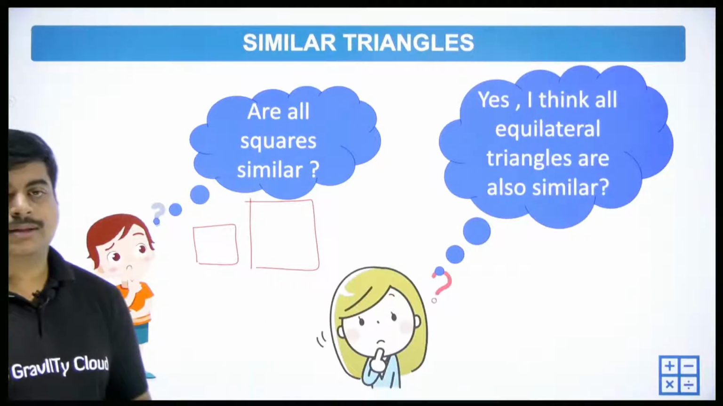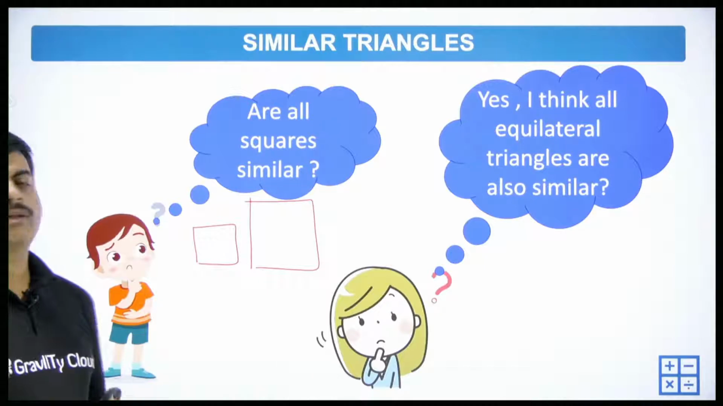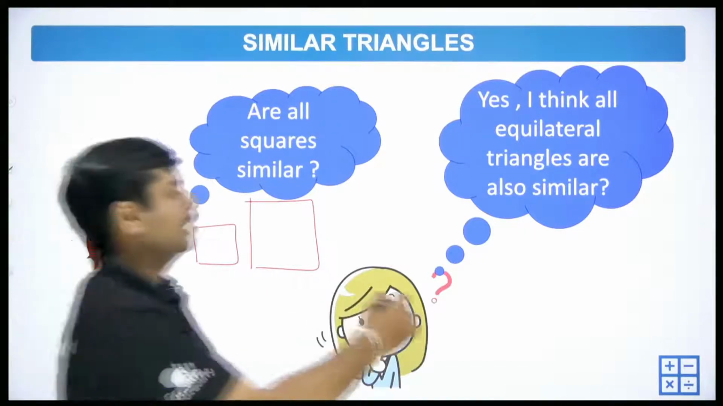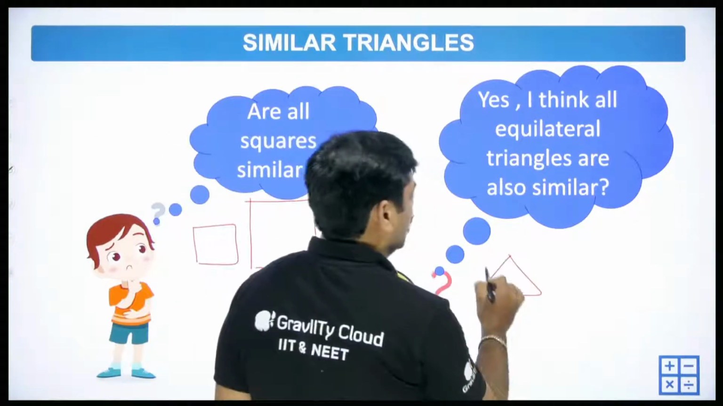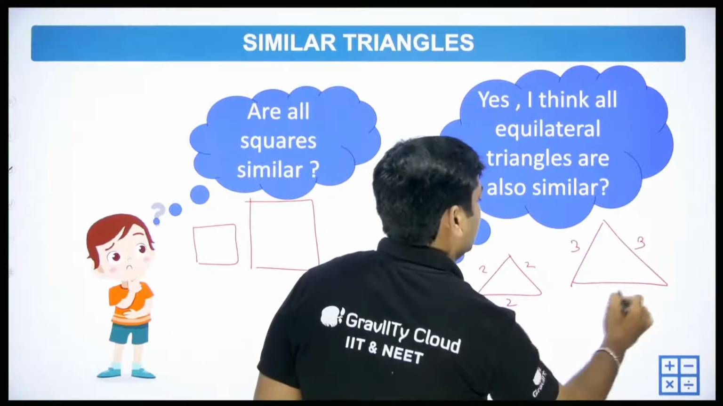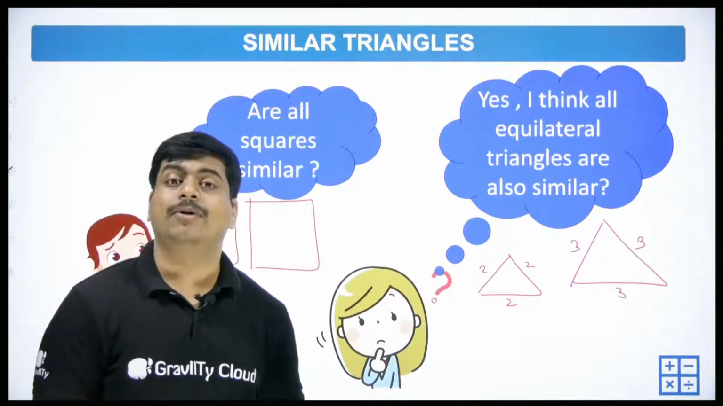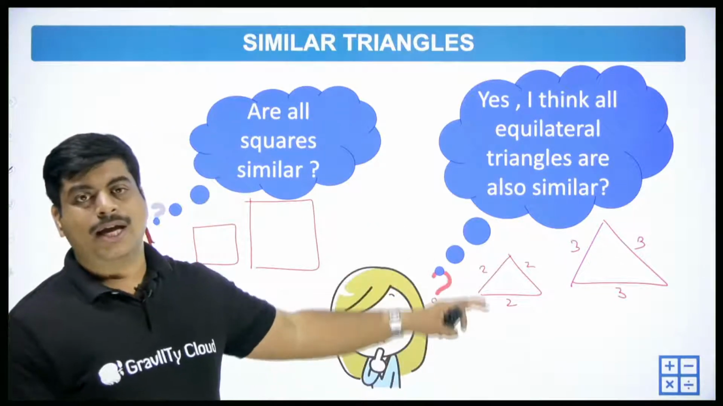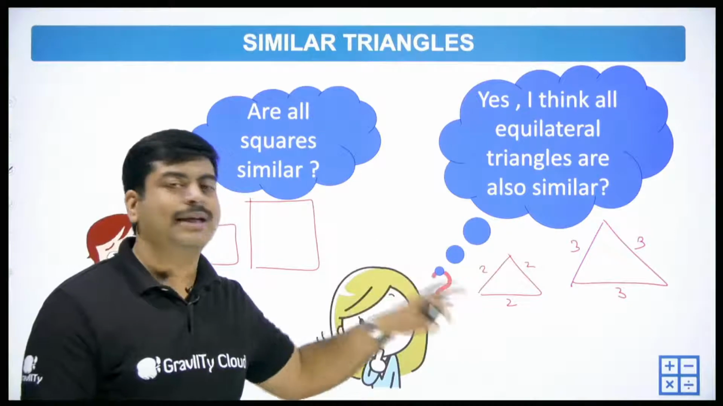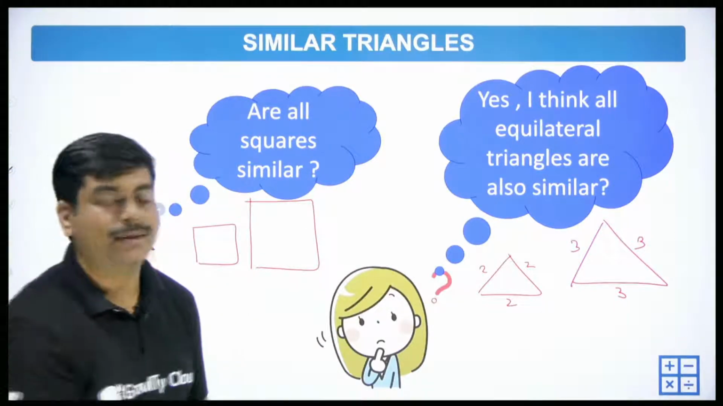Next one. Yes. So she is telling yes, that may be correct. I think all equilateral triangles are also similar, right? This is one equilateral triangle of side 2, 2, 2. I'll have one more triangle of 3, 3, 3. Yes, these two are similar. We are not discussing congruency. We are discussing similarity. They are similar figures. They are similar triangles.